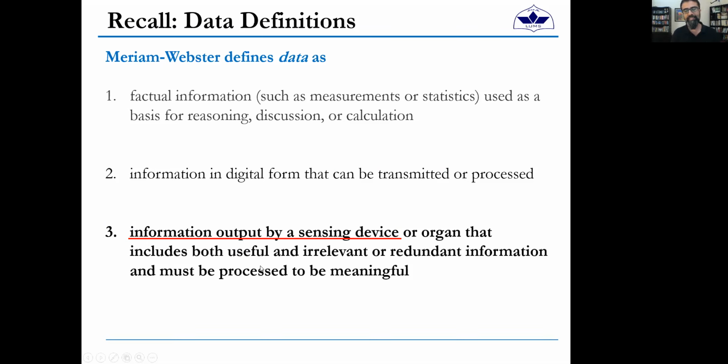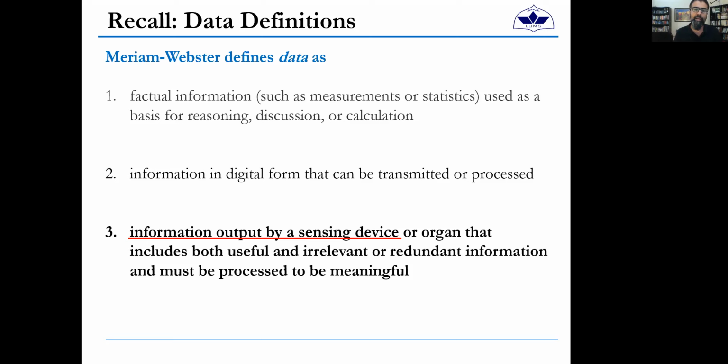And this definition just says that data is information which is output by a sensing device or an organ that includes both useful and irrelevant or redundant information and must be processed to be meaningful, right? And more or less, all of the labs that we're going to see from here on will have to do something or the other, and those will go back to this definition.